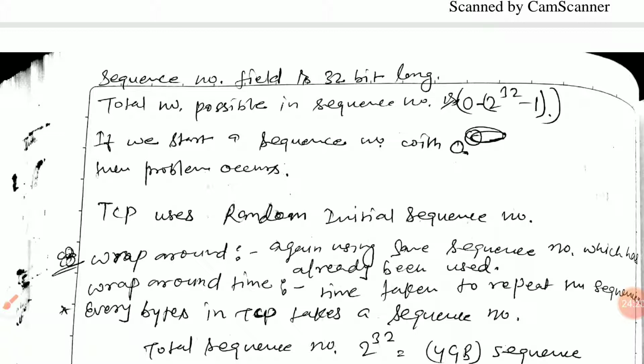This is the range of total numbers possible in the sequence number. If you start the sequence number with 0, then one problem will occur. So what kind of problem will occur? Let's see an example. Generally the sequence number doesn't start with 0 every time. If you start with 0, a serious problem will occur. Let's see one example here.